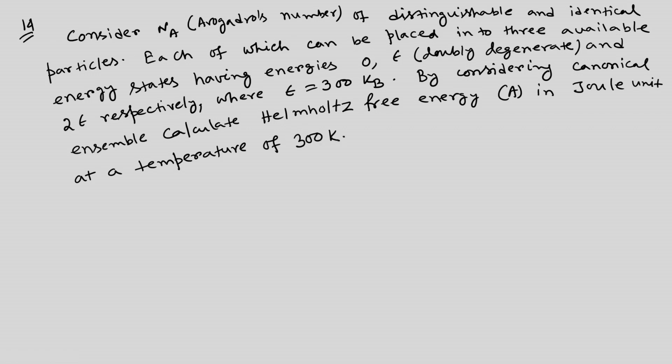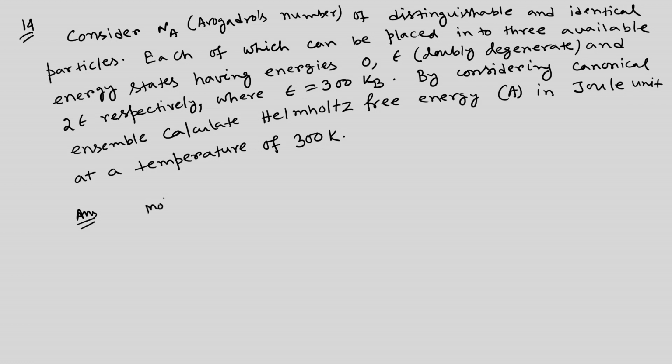So, the problem is: consider Avogadro number of distinguishable and identical particles, each of the particles can be placed into 3 available energy states having energies 0, epsilon, which is doubly degenerate, and 2 epsilon. So, the 0 and 2 epsilon states are non-degenerate, where the value of epsilon is 300 times Kb, 300 times Boltzmann constant. By considering canonical ensemble, calculate Helmholtz free energy in joule unit at a temperature of 300 Kelvin. So, all particles are identical as well as distinguishable.